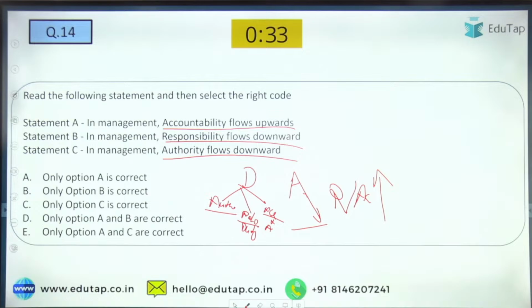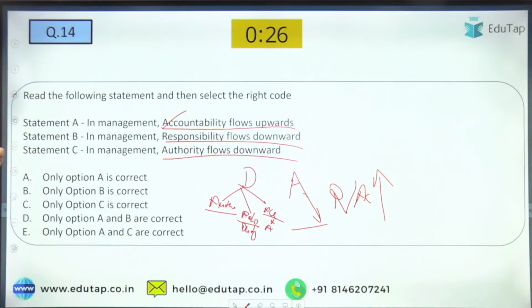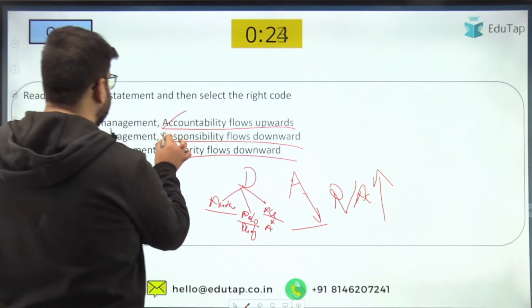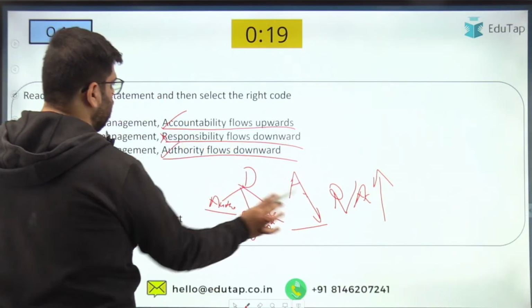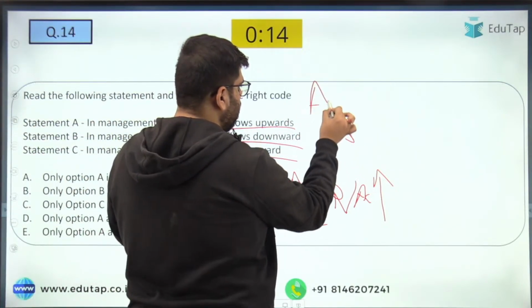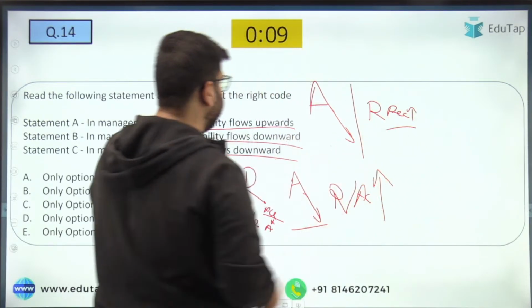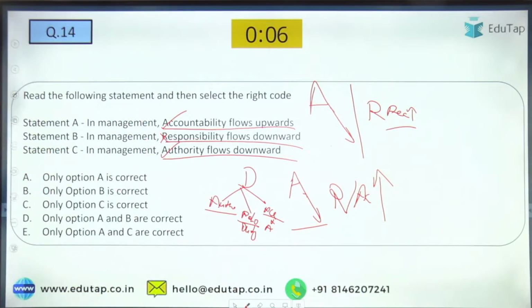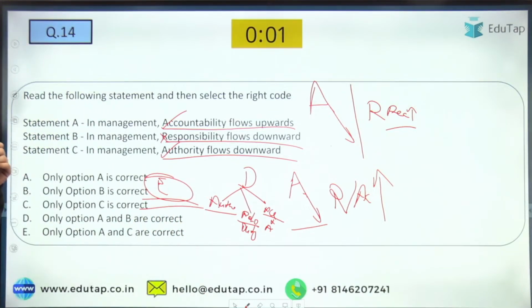Now, if you know this particular concept, then you can answer this question. Accountability flows upward. Yes, statement A is correct. Responsibility flows downward. Horribly incorrect, because responsibility moves upward. Authority flows downward. Yes, authority flows downward. So all you need to remember is, authority moves downward, and if authority is moving downward, responsibility and accountability will move upward. So your answer over here will be option A and C are correct. So your correct answer will be option number E. Option number E. A and B are correct.